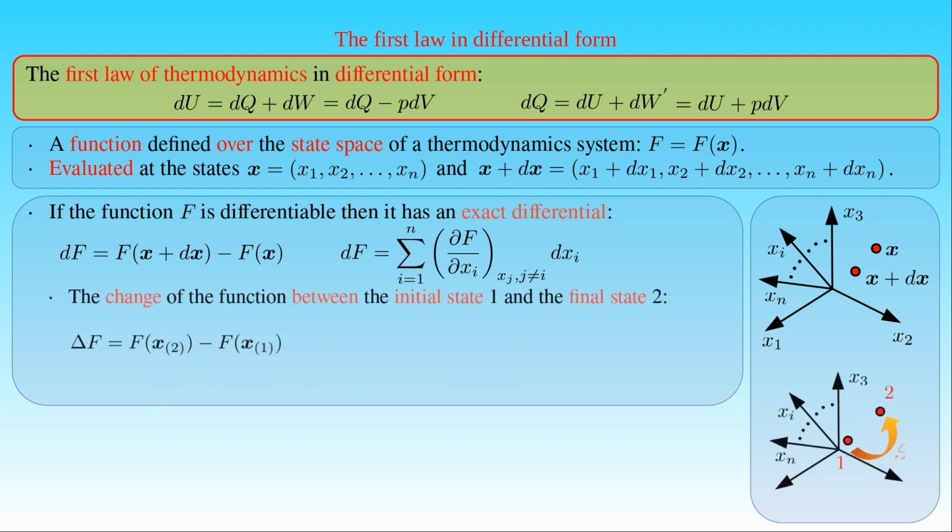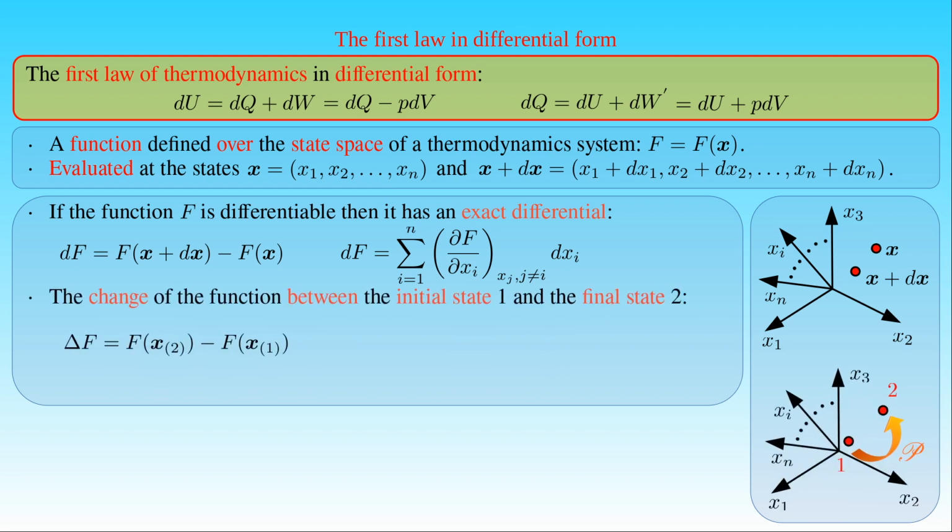If a thermodynamic system evolves from its initial state 1 to its final state 2, then we can determine the difference delta f in the function f evaluated at the state vector x2 in its final state and at the state vector x1 in its initial state. We can also obtain this difference by integrating the differential of the function f along the path representing the thermodynamic process of the system in the state space. If we substitute the exact differential of the function f into the path integral, then the difference delta f can be written as the sum of the integrals of the partial derivatives of the function f with respect to the state variables over the same state variables from the state 1 to the state 2.